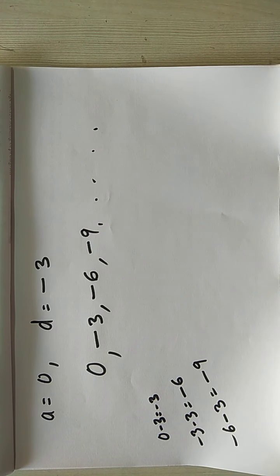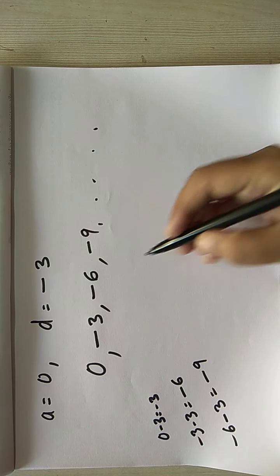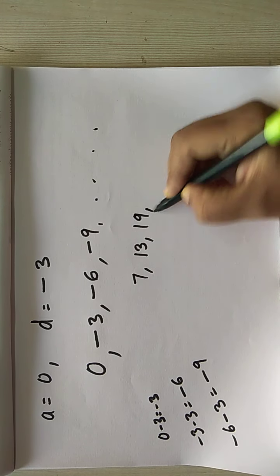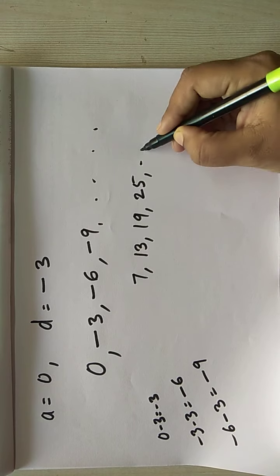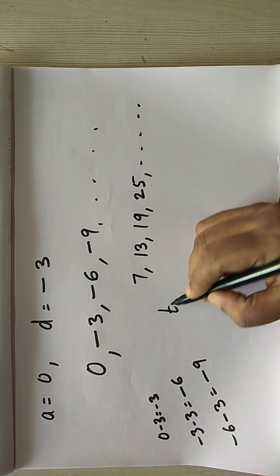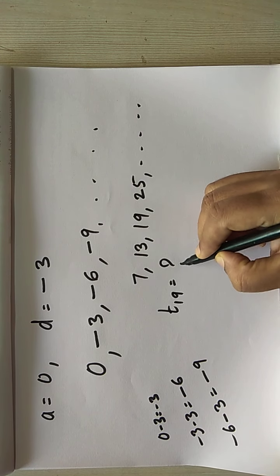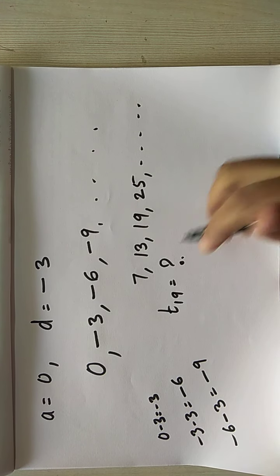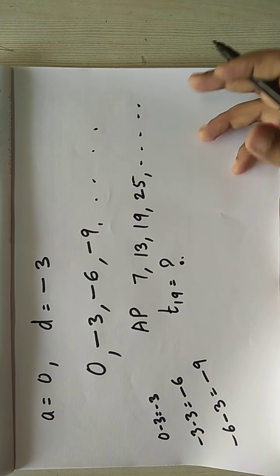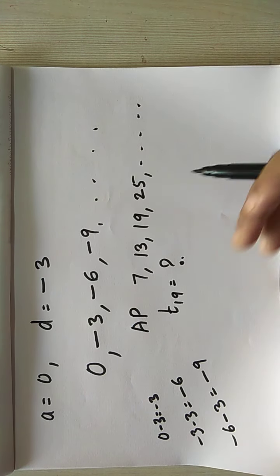Then we saw some other sums in which you had to find the 21st term or the 14th term. Let's take an example from there. Suppose, for example, a sequence is given 7, 13, 19, 25. This is an AP. And your task is to find the 19th term. Now this is an AP. If it's an AP, is there any need to check whether it is an AP? No, it's already an AP.